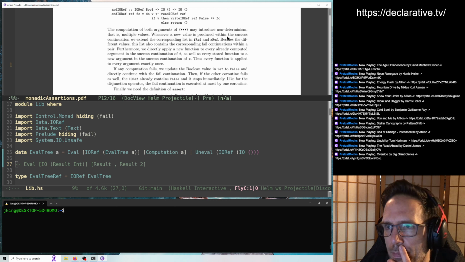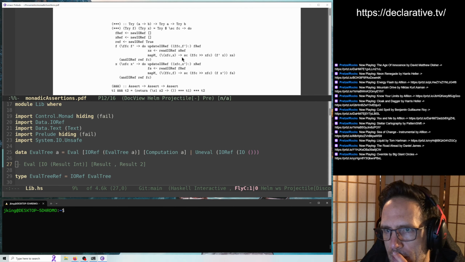And besides the different values, we extend the corresponding list in that branch, fref or xref. And this list also contains the corresponding fail continuations within a pair. Furthermore, we directly apply a new function to every already computed argument in the success continuation of f, as well as every stored function to a new argument in the success continuation of x. Thus, every function is applied to every argument exactly once.